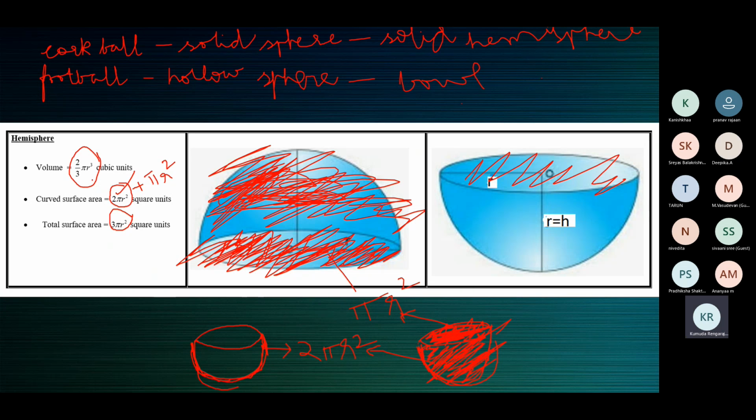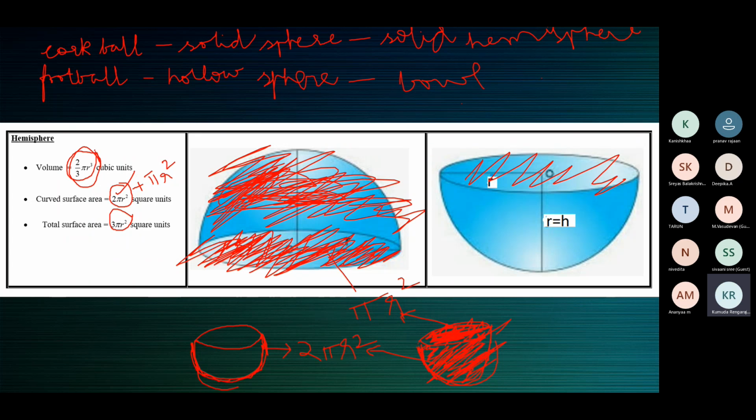So if you have to find the volume of a hemisphere, it is 2 by 3 pi r cube. Curved surface area alone is 2 pi r square. Total surface area is 2 pi r square plus pi r square, 3 pi r square.